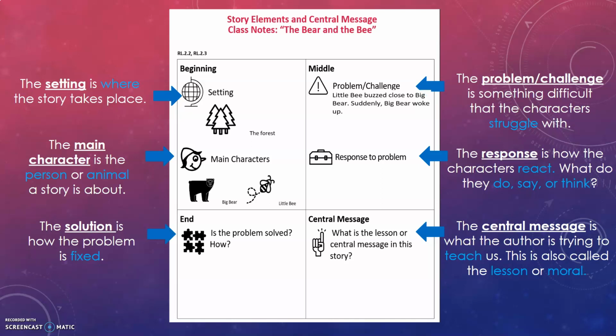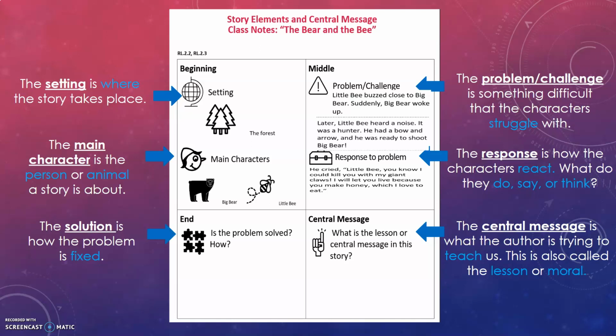Little Bee's problem was that he buzzed too close to Big Bear and woke him up. Big Bear responded by saying, "You know, I could kill you with my giant claws," but he let him live. Now Big Bear had a problem too. His problem was that he was going to get shot by a hunter. Little Bee responded by buzzing over to the hunter and in his ear.